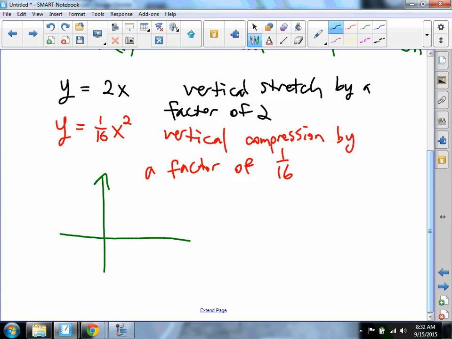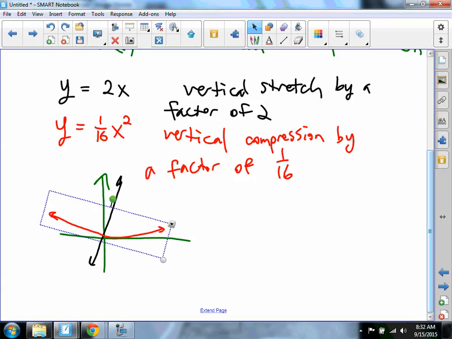In the case of the line, it simply makes the line steeper. In the case of the parabola, it's going to make the parabola flatten out. I kind of sketched that poorly, but it's going to make that parabola kind of flatten out. Some people might argue that it makes the parabola wider. Actually, it decreases the height of the y parts of the coordinates.